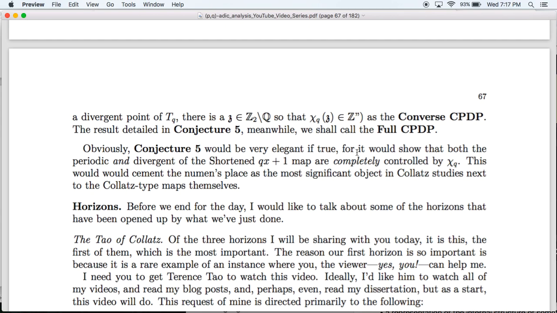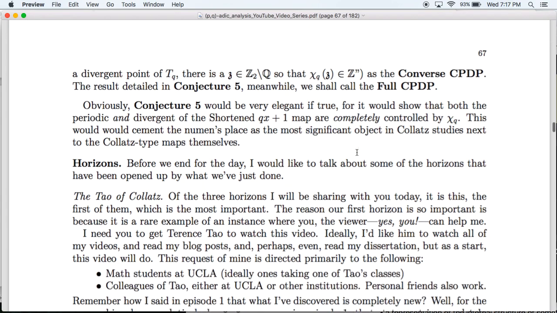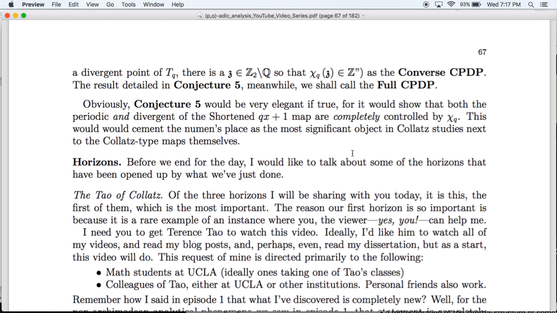The people that I am directing this request to are math students at UCLA, particularly ones who are in one of Tao's classes, as well as colleagues of Tao, either at UCLA or other institutions. Personal friends also work. So, remember how I said in episode 1 that what I discovered is completely new?